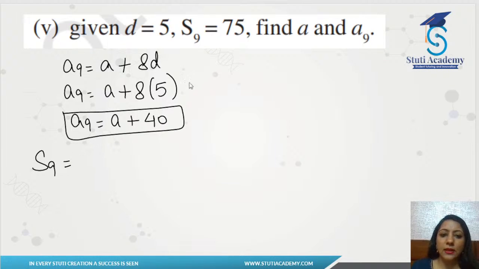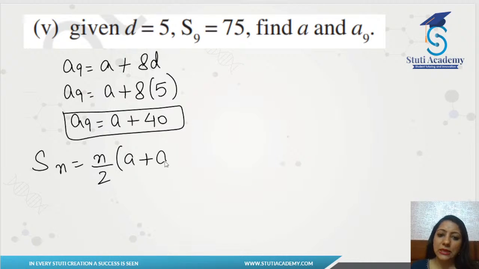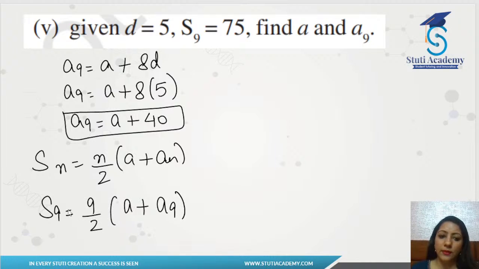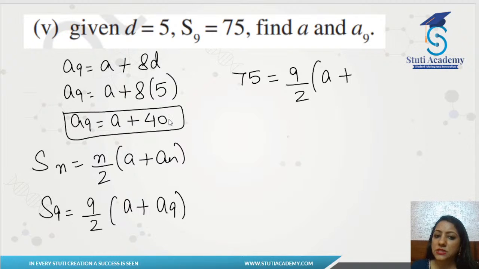Coming to S9. So before I write this S9, I'm writing the nth term formula. So I'll be using the nth term formula here. That can be written as n by 2 into a plus an. This formula we are using. Let's see if we can use this. S9 if I write, I'm going to get 9 by 2. That is a plus a9. Now S9 is 75. In the next step, I'm replacing this by 75. That's 9 upon 2 into a plus a9.